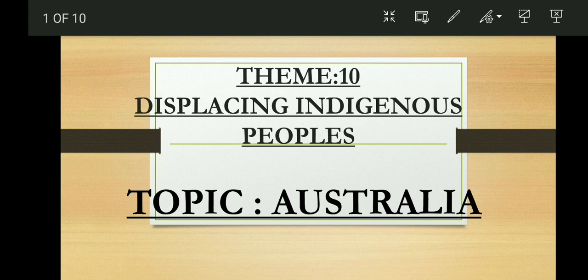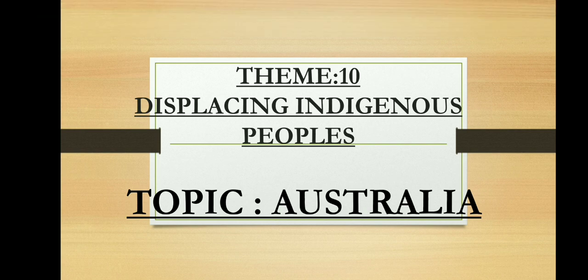Today we are again here to discuss the next topic from chapter 10, Displacing Indigenous People. And today the topic we are going to discuss is Australia. As you have remembered, the earlier topic that we discussed was about North America.